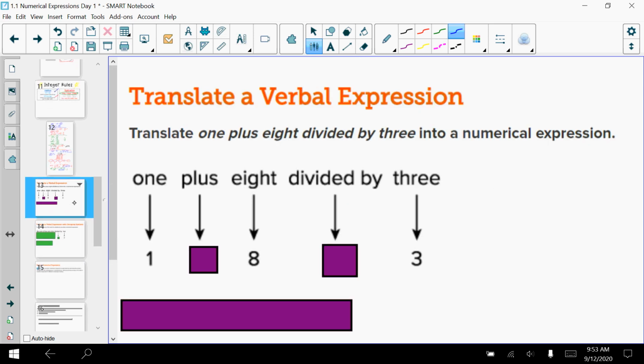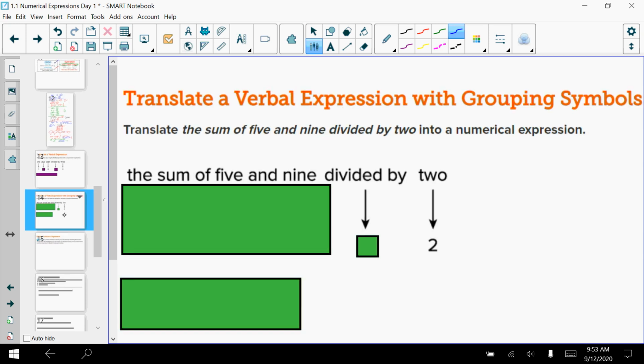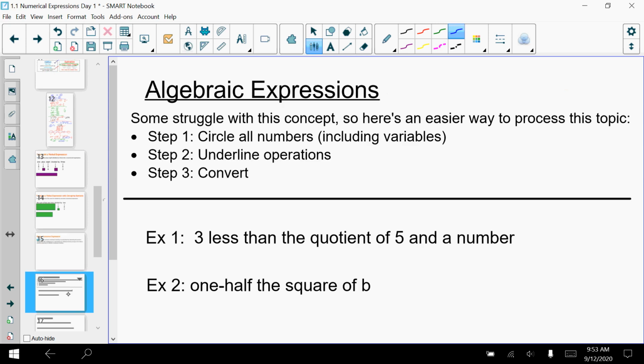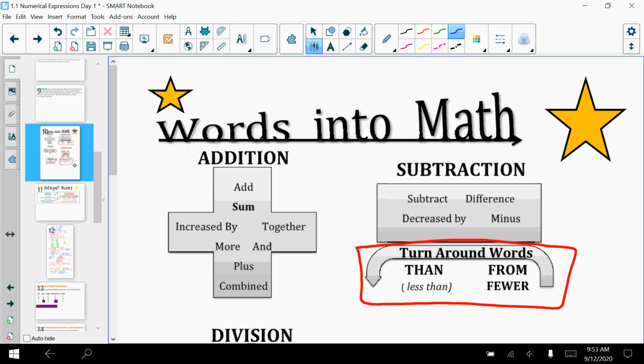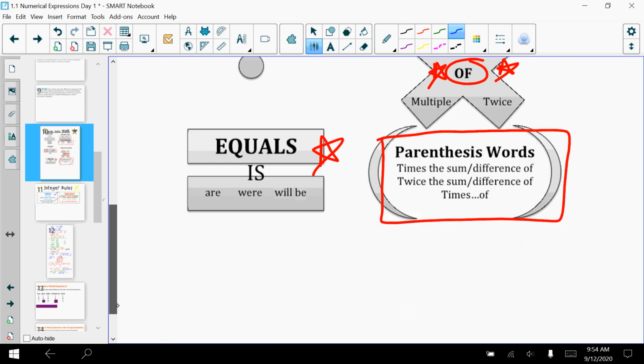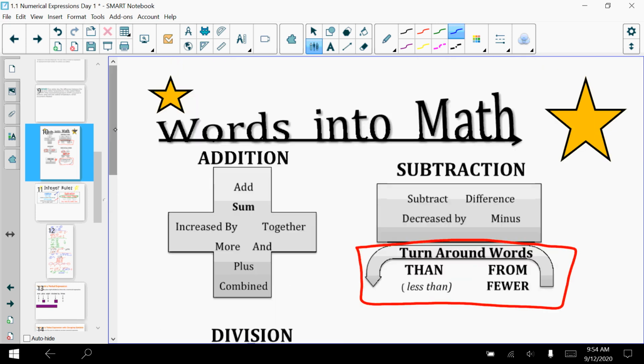We will start on Monday by going over our vocab words, and we're going to talk about translating a verbal expression. Okay, so we'll look at these problems. But your number one job this weekend, study the words into math. This paper is going to make it so much easier for you if you know your vocab. If you don't, you're going to continue having difficulties in math. There's no way around that, unfortunately.